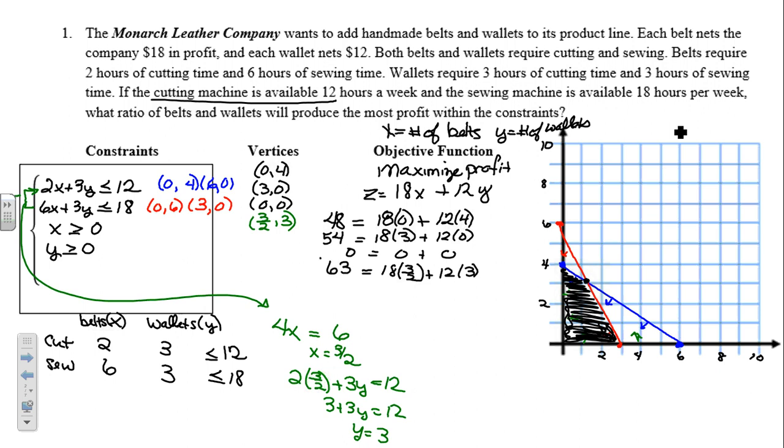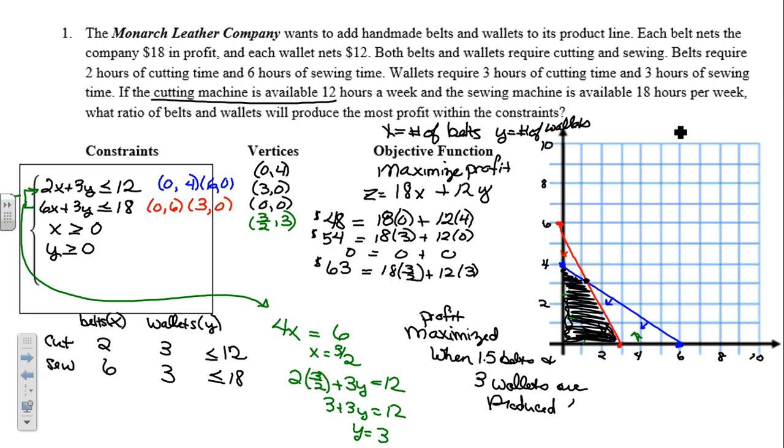63. So when did we get the most profit? 1.5 belts and 3 wallets. So we maximize the profit when 1.5 belts and 3 wallets are produced for $63 in profit.